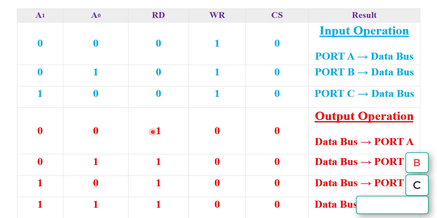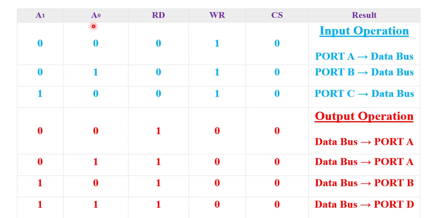When here we see the read input gets high, it means the read signal is inactivated now, and the write signal is activated. It is 0, logical 0, because the write signal is a logic low signal. So it is activated, and the ports will perform output operation. The data on the data bus is given to port A, data on the data bus is given to port B, data on the data bus is given to port C.